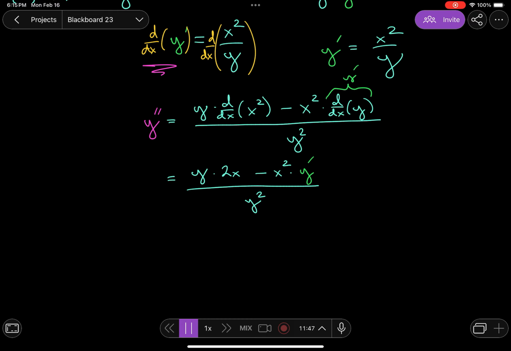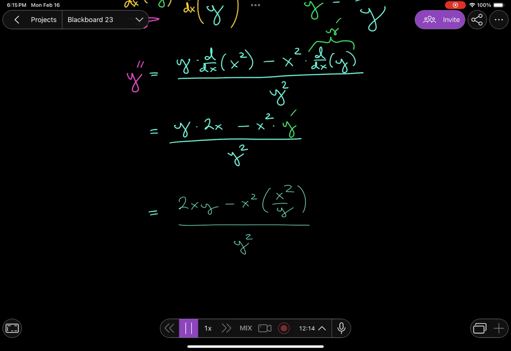Notice that I need this y double prime purely in terms of y's and x's, and I have this green y prime sitting here. So what I'm going to do is grab this version of y prime and plug it into this one. So this is going to equal 2xy minus x squared times x squared over y, all divided by y squared.